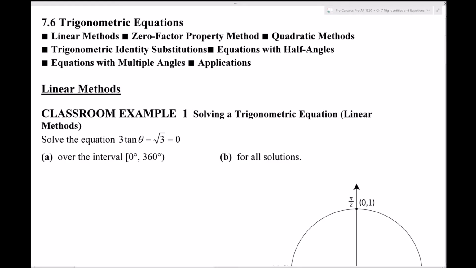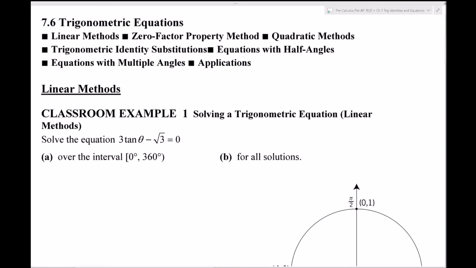7.6 Trigonometric Equations. So this will be the last section that we're going to go over in Chapter 7, like I was saying earlier. There is a 7.7, but it's unimportant. We won't be going over that one. So we'll go straight into the solving of equations.